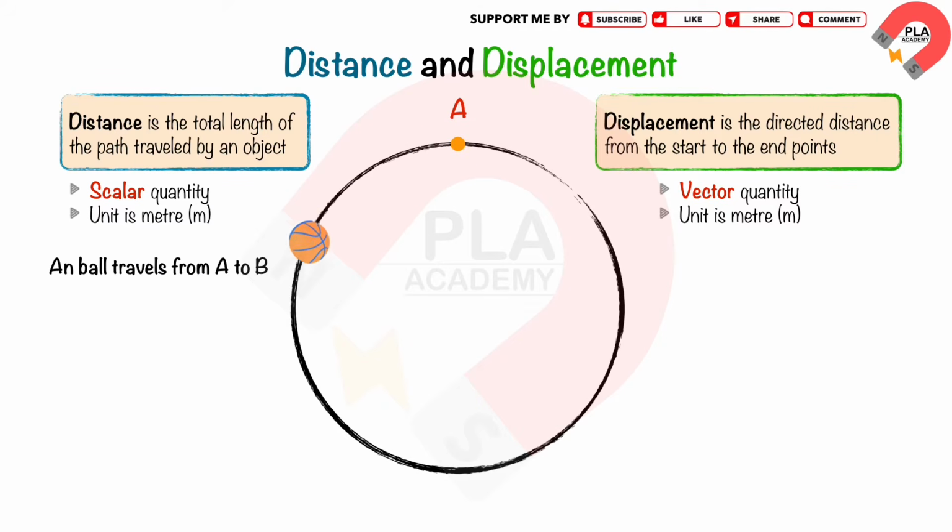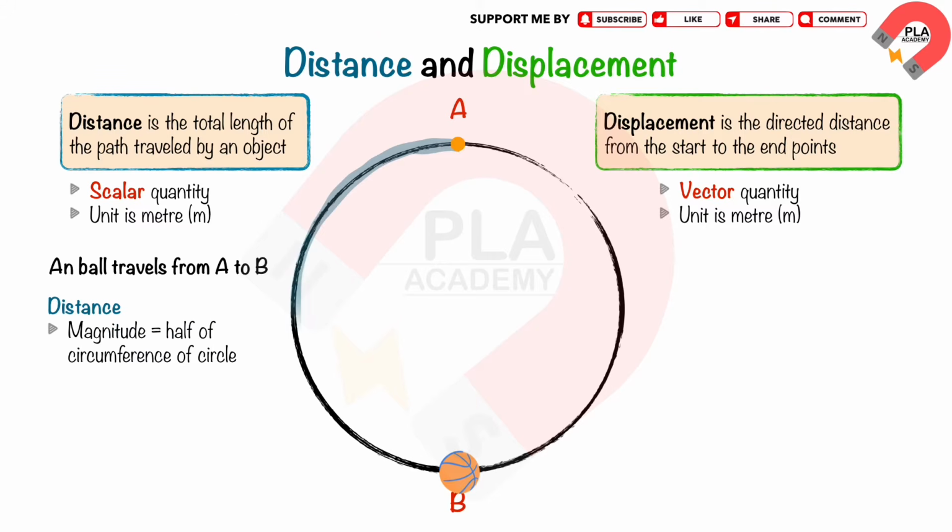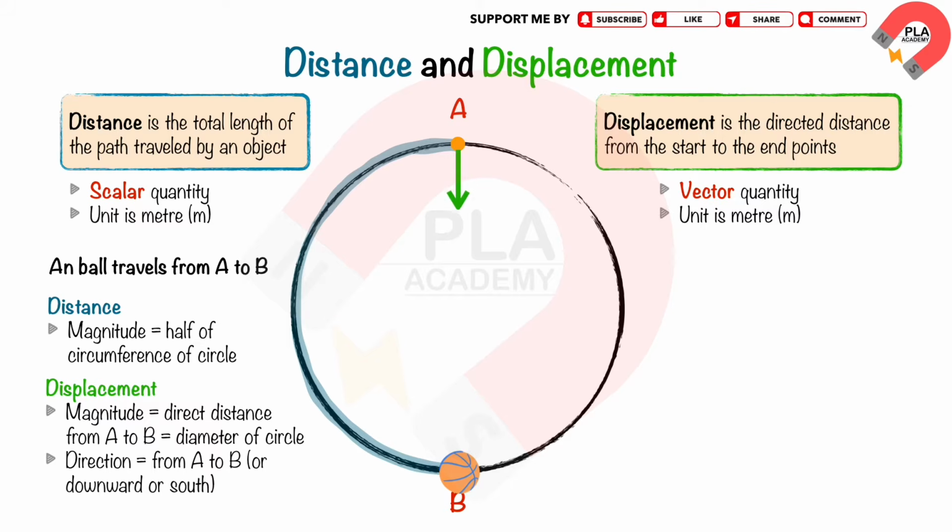When a ball travels along a circular track from point A to point B, the distance traveled from A to B is half of the circumference of the circle. The displacement is the diameter of the circle, and its direction points from A to B, or downward or south.